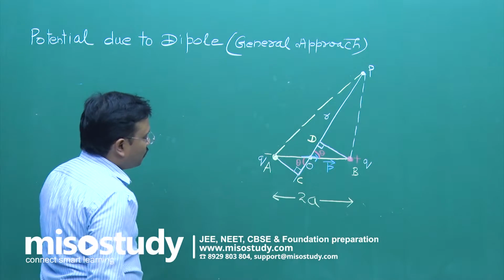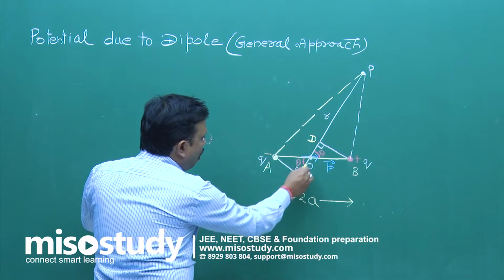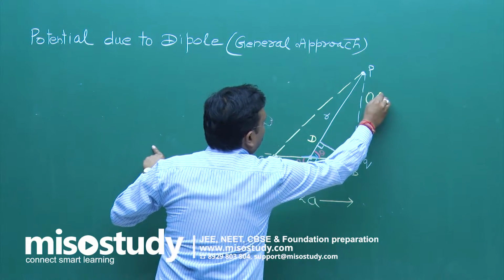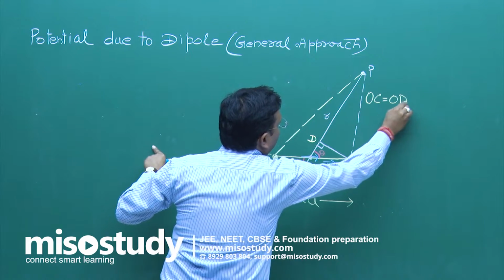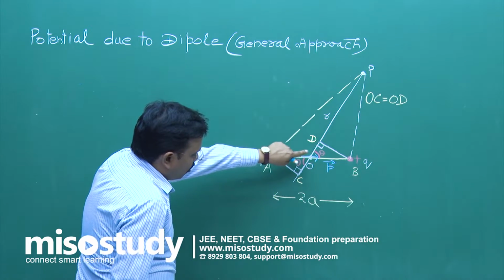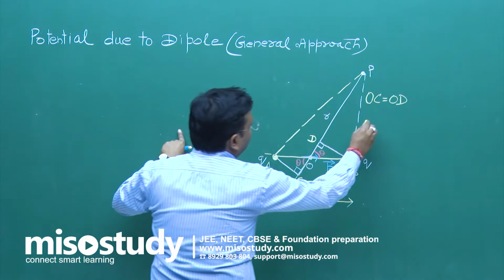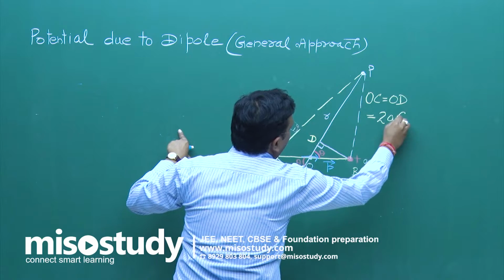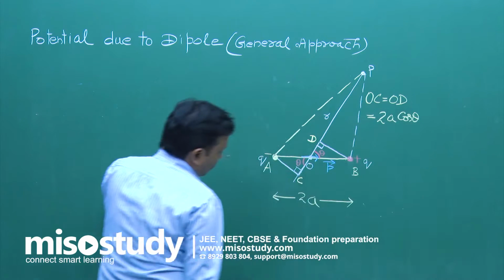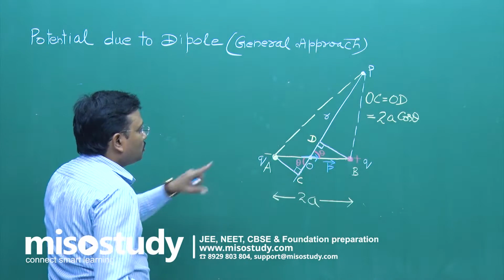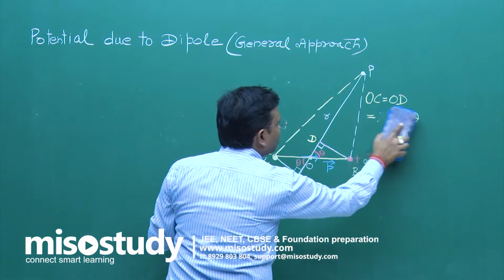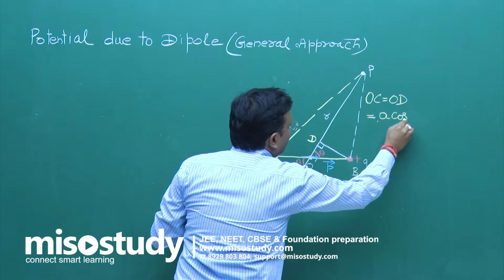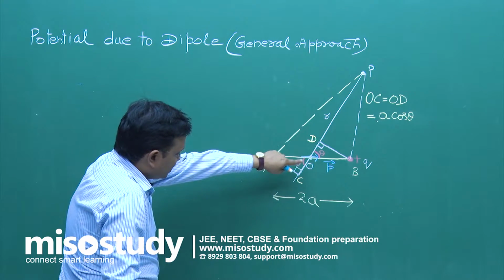Now, I would like to mention a few points over here, that is OC, that is this distance. OC is equal to OD. Please take a look, it is nothing but equal to 2A cos of theta. Fine. That is going to be, no, not 2, because 2A is the complete distance. So it should be A cos theta. Yes, A cos theta. From here, just take a look.